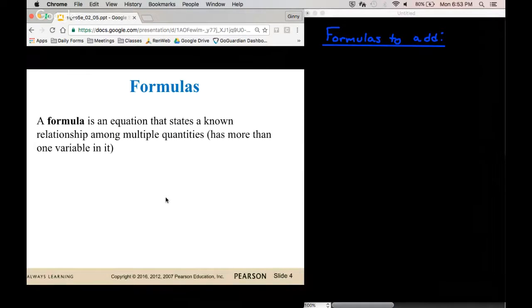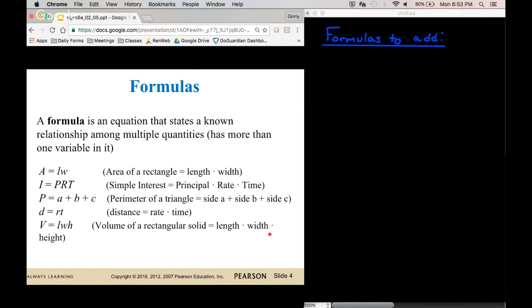into a formula. So a formula is an equation that states a known relationship among multiple quantities. All right, it's going to have more than one variable. So some formulas that you guys already know is like area, length times width. That's a known relationship that does not change. So what formulas look at is their constants, and they're things that we know are relationships that you can kind of count on being fact. All right. So you should probably write some of these down.